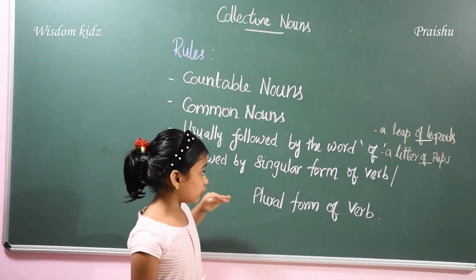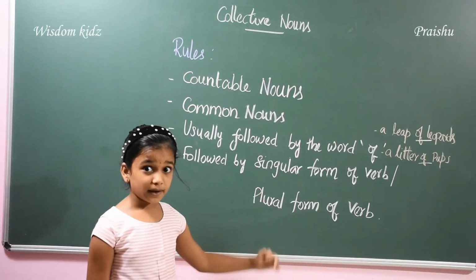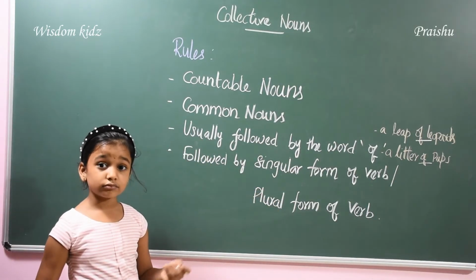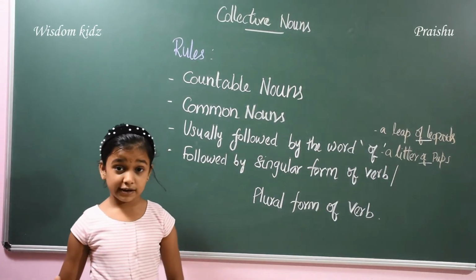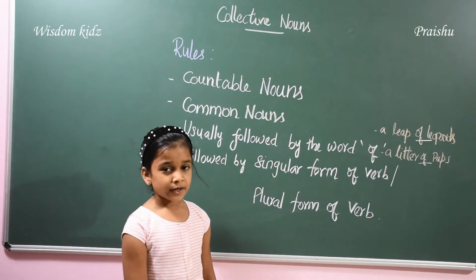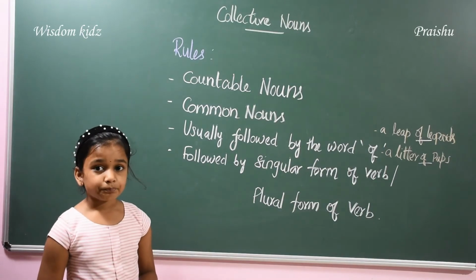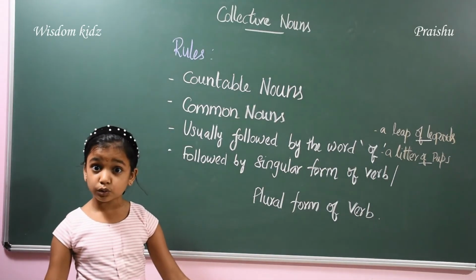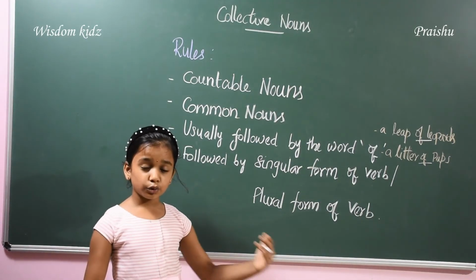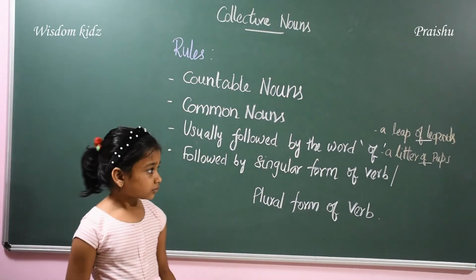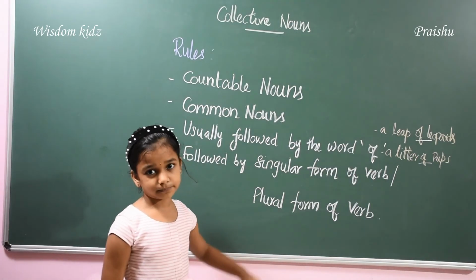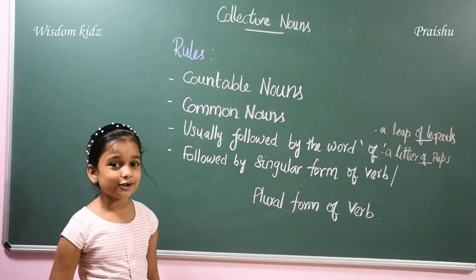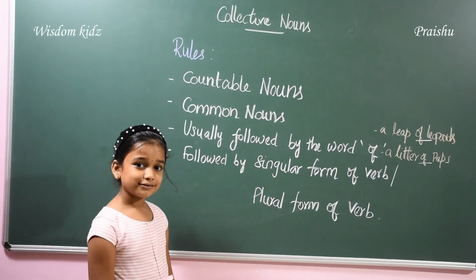Collective nouns are followed by the singular form of the verb when the group does the same actions. A herd of elephants is walking. But when we say the class of students are doing their homework, it comes in the plural form of the verb. Do you remember the rules?